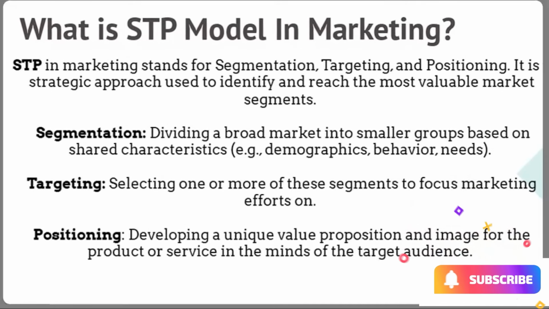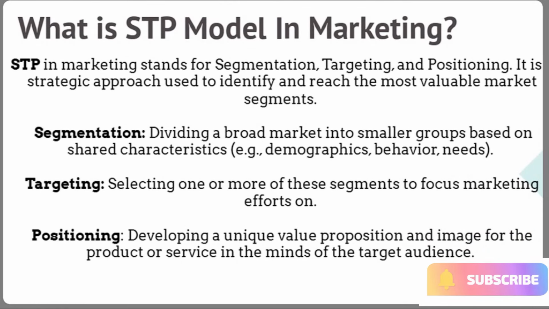STP in marketing stands for segmentation, targeting, and positioning. It is a strategic approach used to identify and reach the most valuable market segments. Segmentation: dividing a broad market into smaller groups based on shared characteristics, e.g., demographics, behavior, needs. Targeting: selecting one or more of these segments to focus marketing efforts on. Positioning: developing a unique value proposition and image for the product or service in the minds of the target audience. This approach helps businesses tailor their marketing strategies to specific groups, enhancing effectiveness and efficiency.